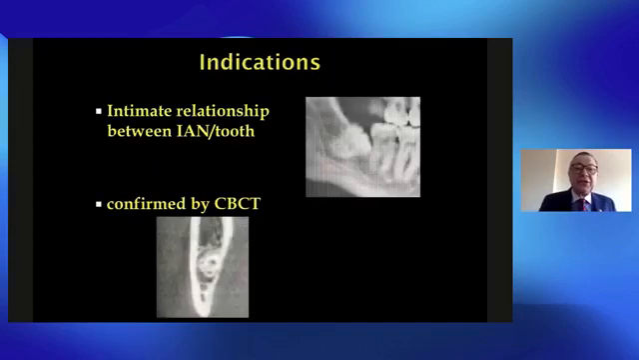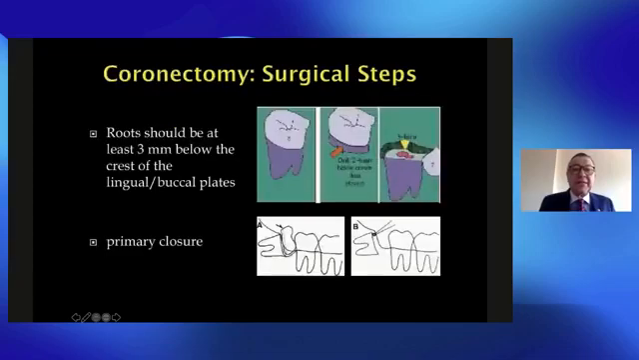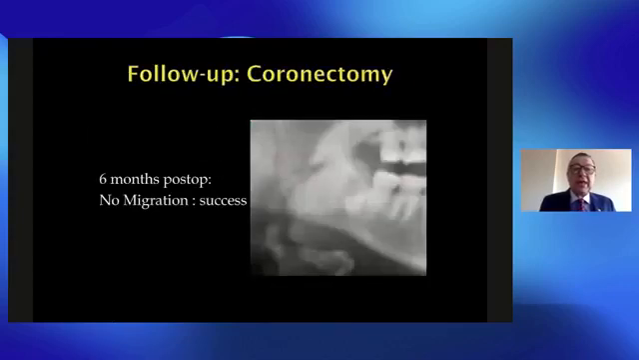For example, in a situation like that, we see we have an intimate relationship between the IAN and the tooth, which is confirmed by a CBCT. So we only remove the coronal part. We make sure that the root part is about 3 to 4 millimeters below the crest, and we obtain primary closure, and then we observe. In most cases, there will be no migration, which is considered to be a success. We will have bone formation on top of it on the coronal part.